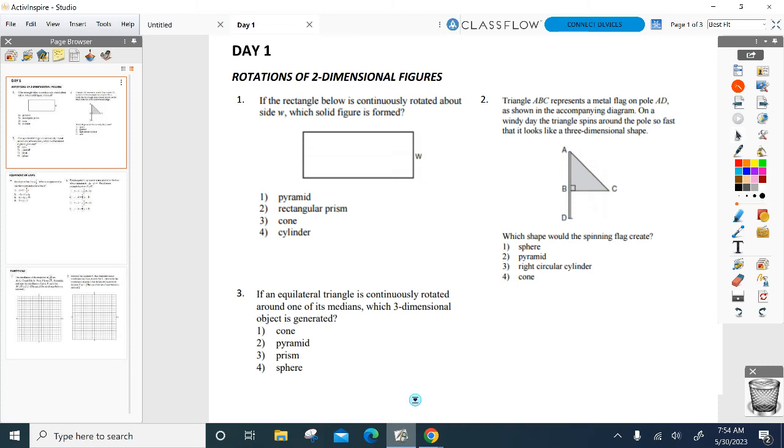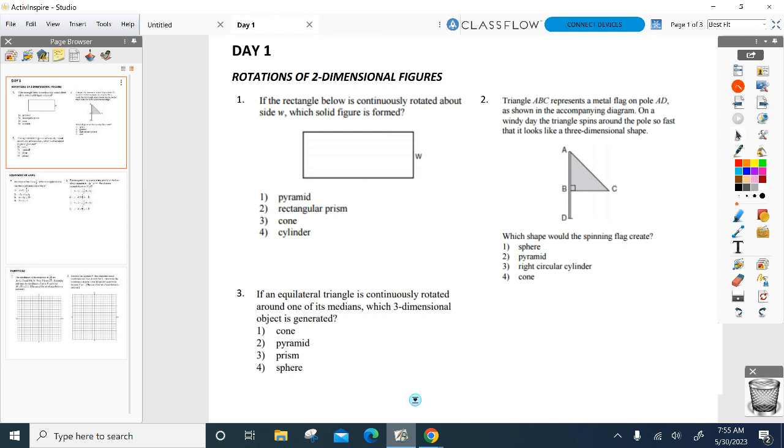All right, so if I have this rectangle and I continuously rotate it around W, what kind of solid will I form here? So again, W is going to stay where it is. I'm going to rotate this rectangle around and around W. What type of figure should I end up with? And we just ended this unit with these type of figures, so hopefully visually we can see this. So which solid would be formed here if I continuously rotate it around W?